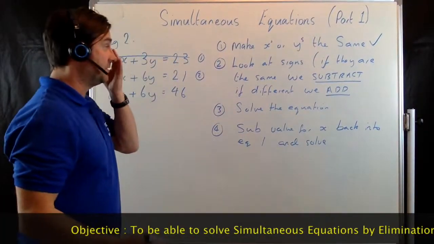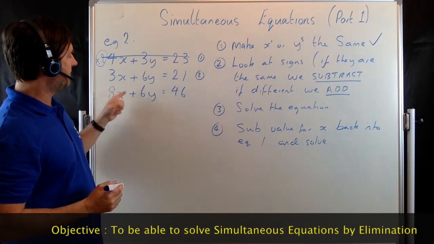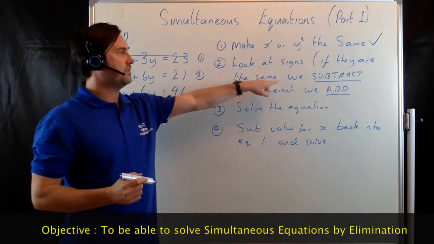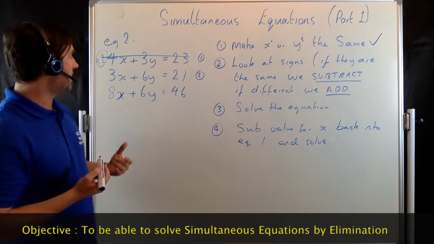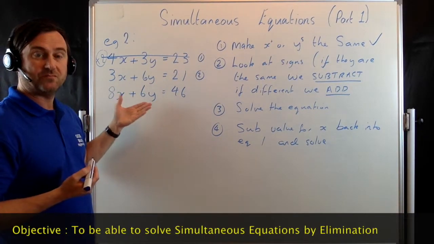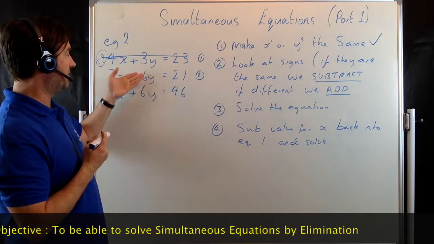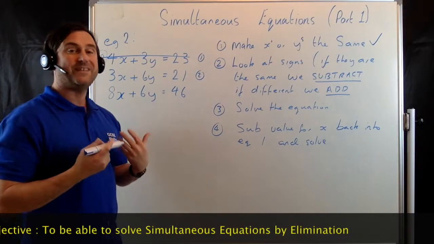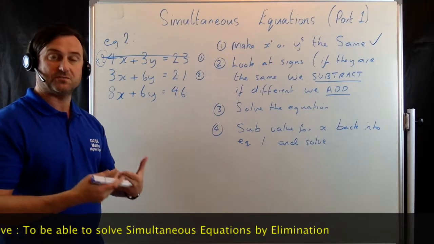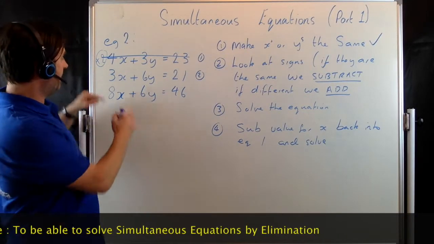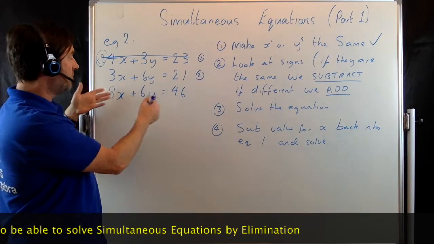Now look at the signs of the ones we've made the same. So the y's are the same. Look at the signs. Well, this is a positive and this is a positive. If they are the same, we subtract one equation from the other. So this time we must subtract one equation from the other. Does it matter which way round we do it? Whether we take this one away from this one or this one away from this one? Well, it doesn't really, but it does make it easier if you put the larger equation on the top and subtract the smaller equation. So here, if I did it this way, 3 take away 8, I'd end up with negative numbers. So let's swap these round.